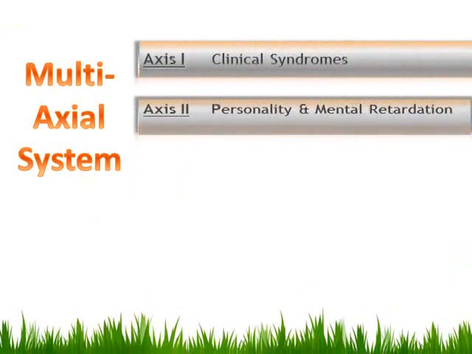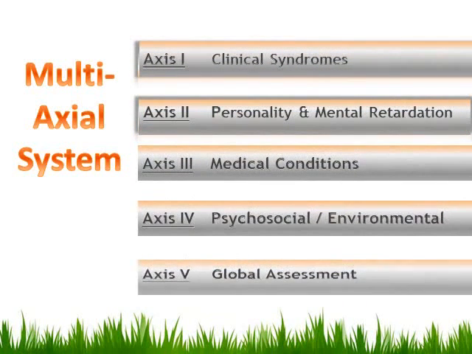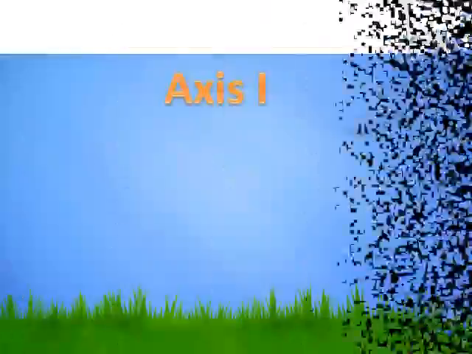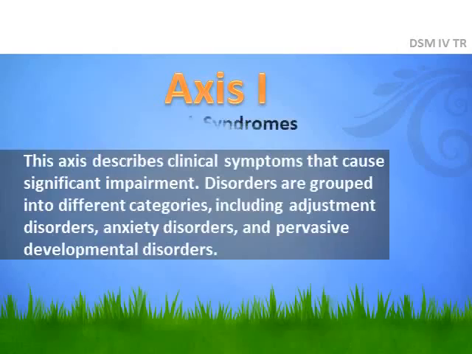One of the most outstanding characteristics of the DSM is the multi-axial system. In the DSM-4, there are 5 axes. Just consider these axes like a chapter or a subcategory describing different ways of looking at these disorders. Each axis contains a different context for these mental disorders to be viewed from. 5 different axes. Axis 1 describes the clinical symptoms that cause significant impairment.